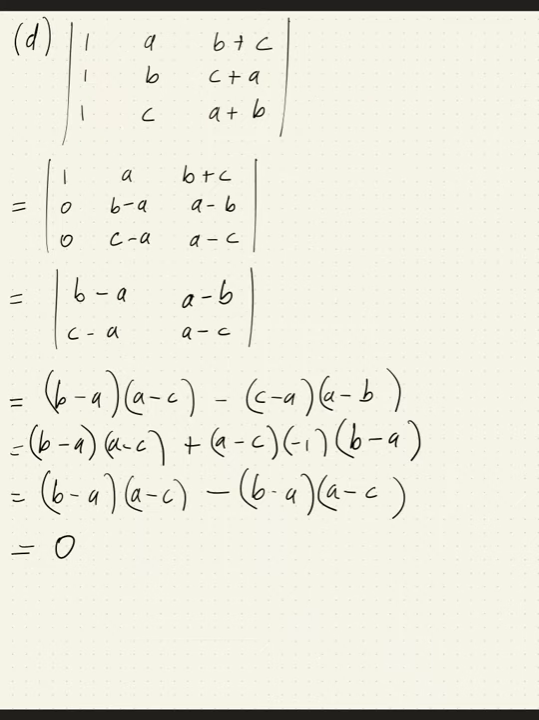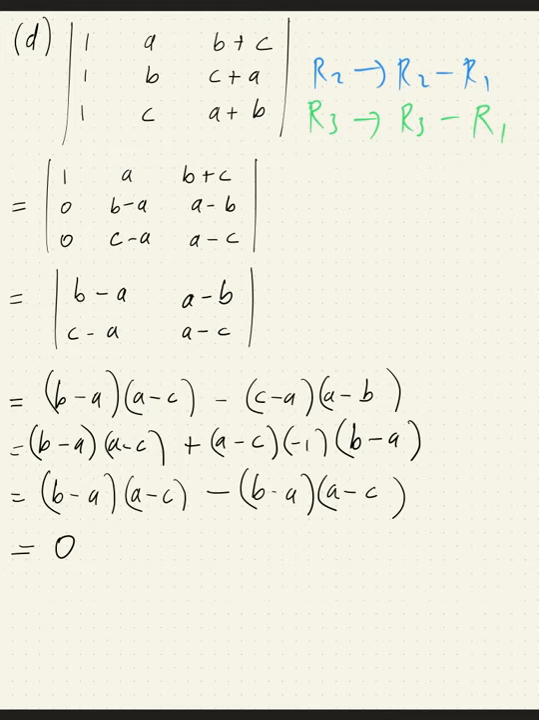Last one. Calculate this determinant. Same trick again. I'm going to subtract. This is going to be row 2 replaced with row 2 minus row 1. Row 3 becomes row 3 minus row 1. So those 1s are going to cancel out there, we'll get zeros.